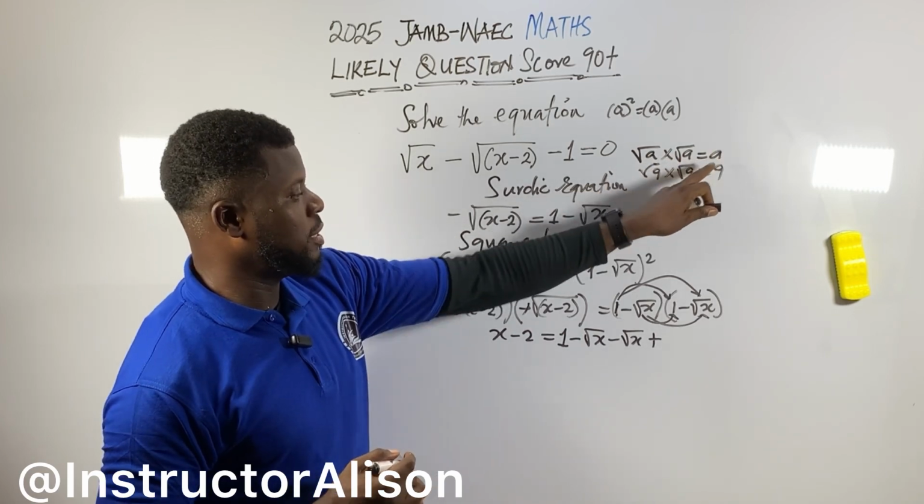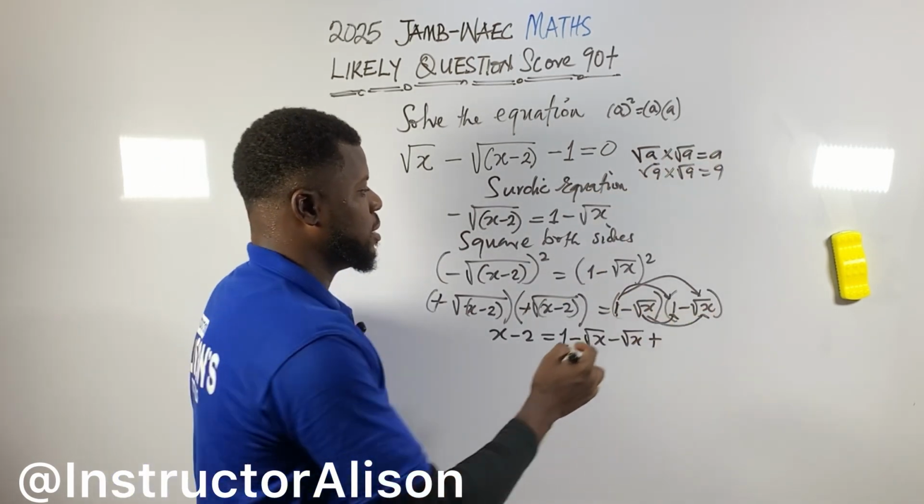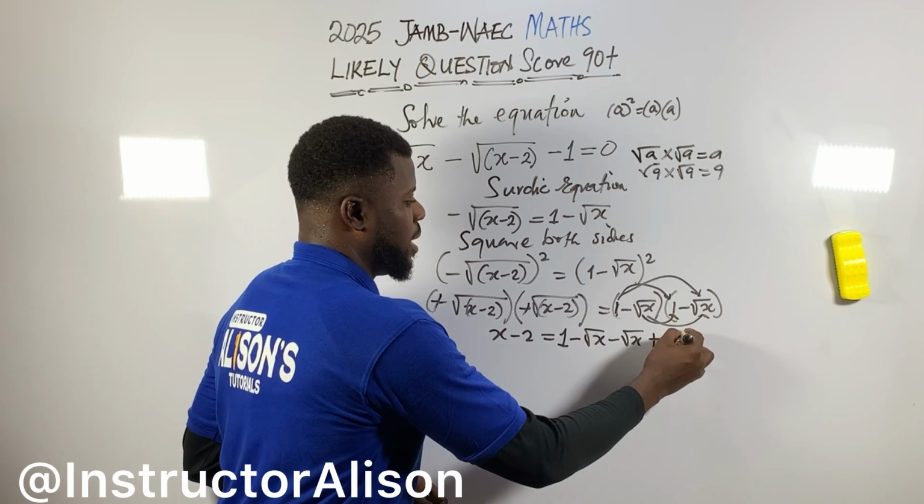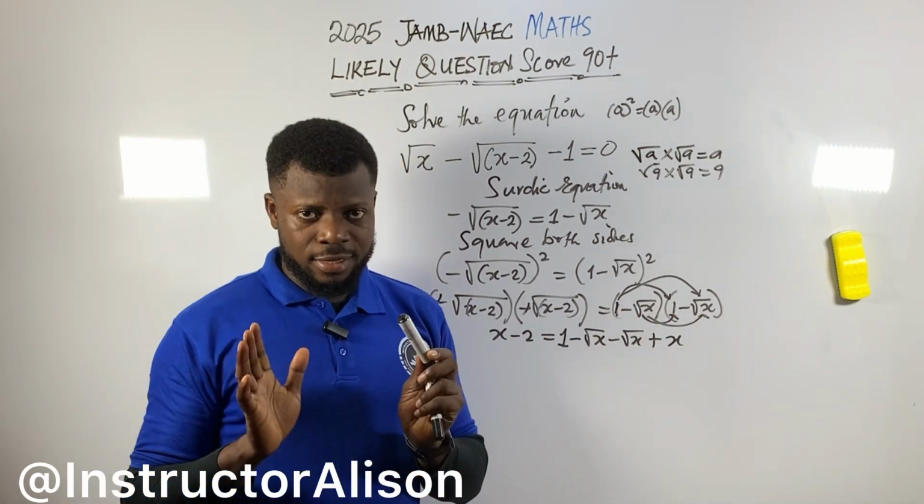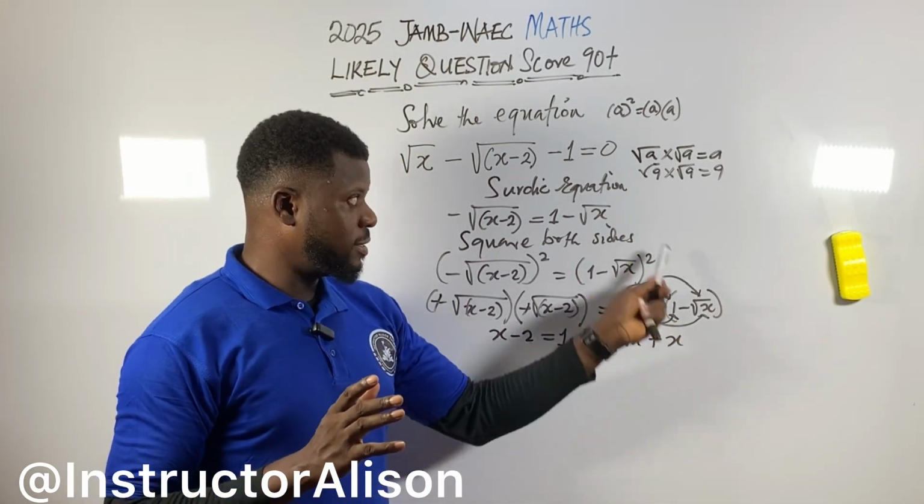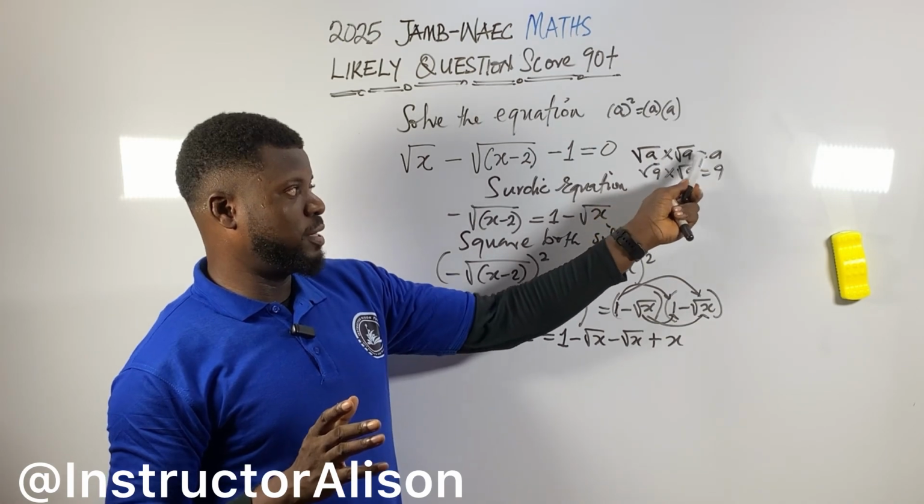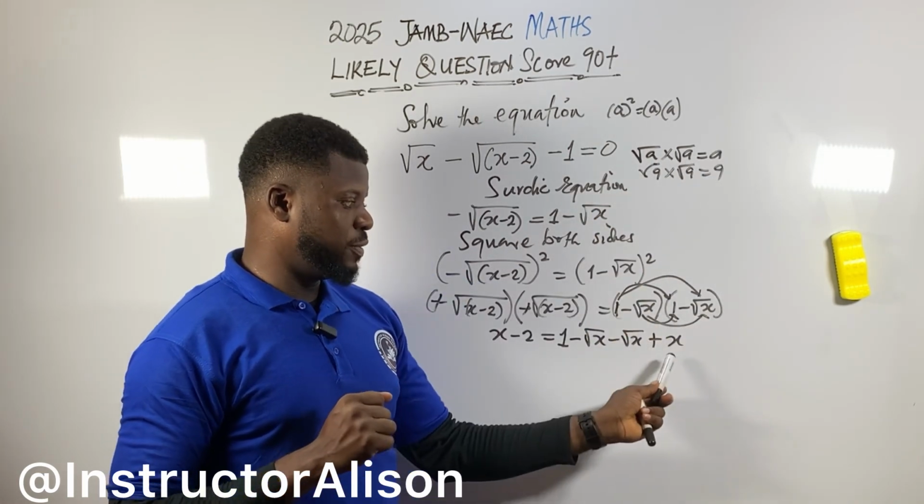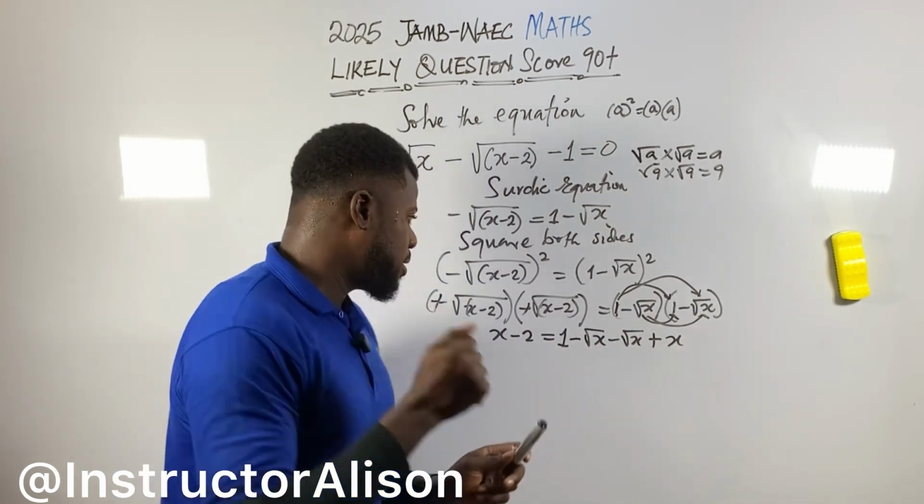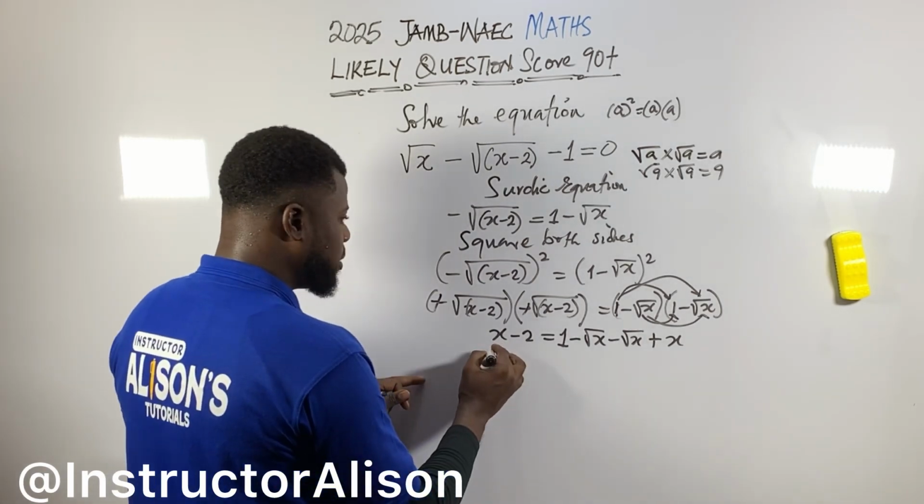Root a times root a, root x times root x is x. Just like root a times root a gives you a, root x times root x will give you x. You enter b. Let's go. So yeah, you can get c.